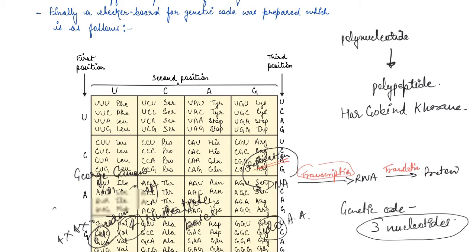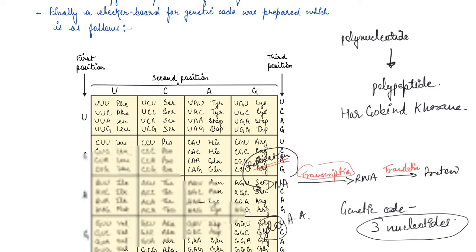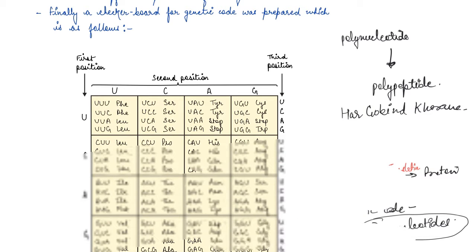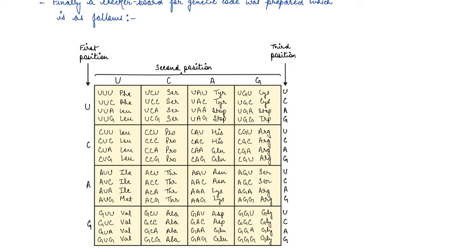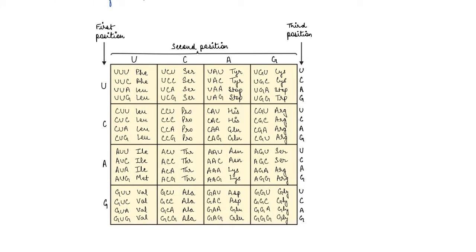Now, this is how the checkerboard looks. Just see this, guys, once. This is how the checkerboard looks, right? If you see the checkerboard here, you will understand the salient features of the genetic code as well. Remember that these three-letter codes are known as codons, right? So these are codons of various amino acids.